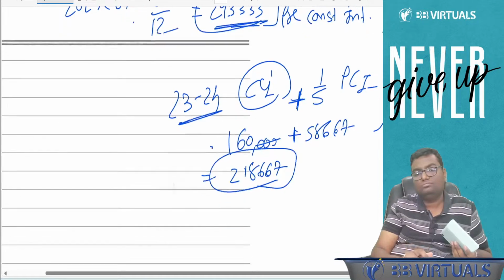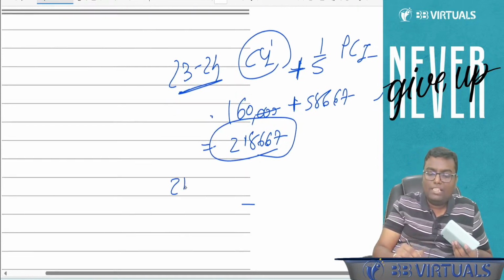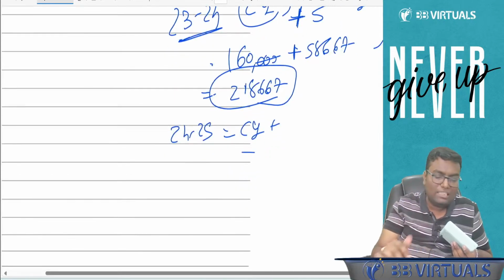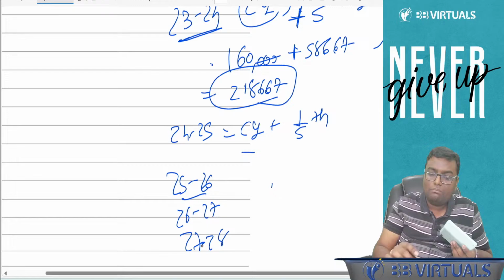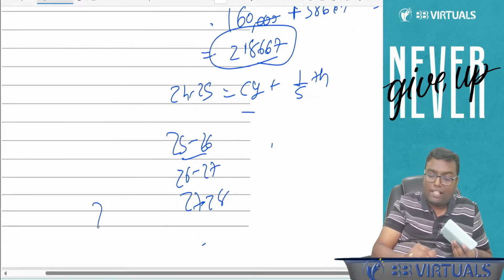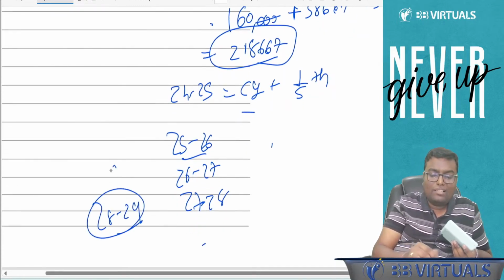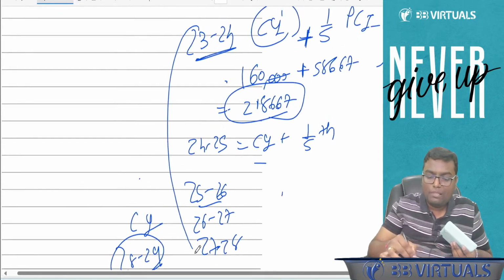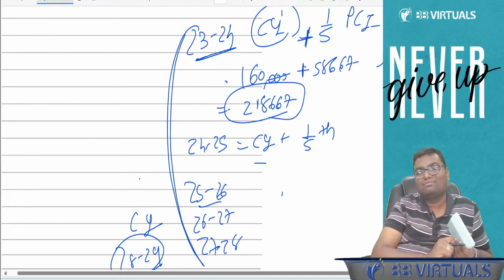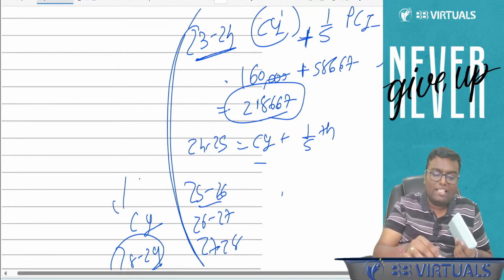2,18,667. Now the same thing will happen in 24-25, where the current year interest will be there, plus 1/5 of pre-construction interest. Same will happen in 25-26, 26-27, and 27-28. Bus. From 28-29, I will only get the current year deduction because pre-construction interest is to be amortized compulsorily over a tenure of 5 years. From the 6th year, I will get only the current year interest.